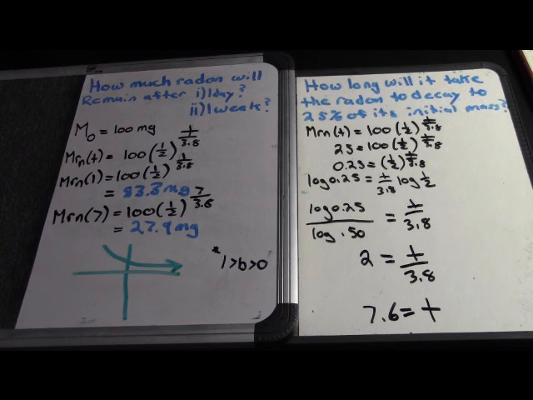Now finally, to solve for the t value, which is time in days of how long it will take the radon to decay to 25% of its initial mass, you cross multiply and get that 7.6 is equal to t. Therefore, it will take 7.6 days for the mass of radon to decay to 25% of its initial mass.